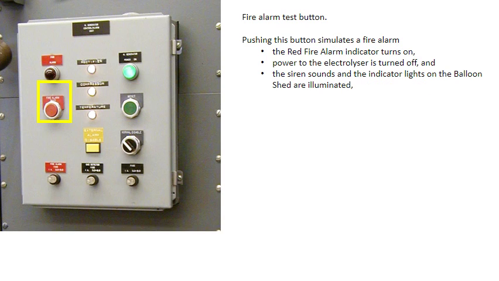The fire alarm test button. Pushing this button simulates a fire alarm. The red fire alarm indicator turns on. Power to the electrolyzer is turned off, and the siren sounds and the indicator lights on the balloon shed are illuminated. To reset the alarm, push the reset button.